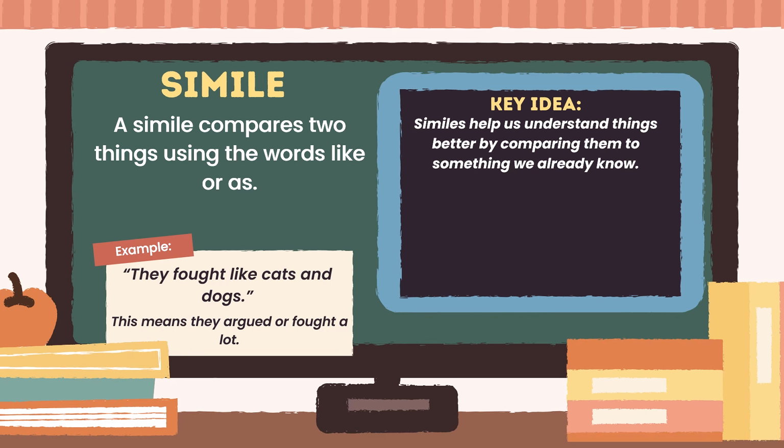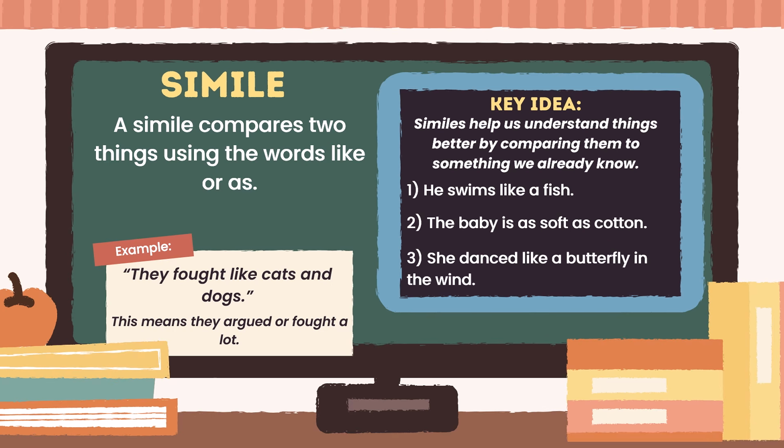More examples. 1. He swims like a fish. 2. The baby is as soft as cotton. 3. She danced like a butterfly in the wind.